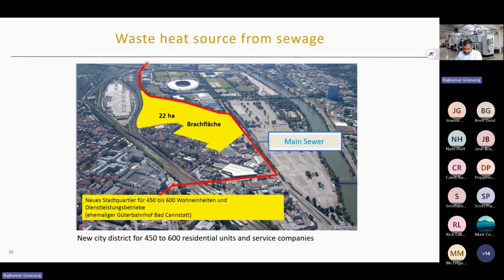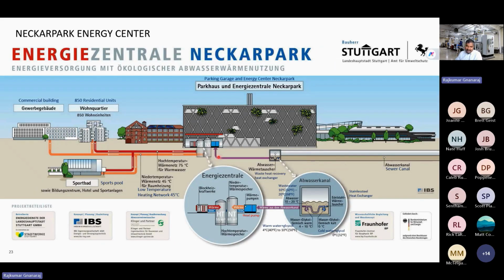Another project which our German technology partner did is waste heat from sewage water. This is Stuttgart city in Germany where they want to build a new district in this area. They have two options as a waste heat: one is river water and the other is sewage water. There's a sewage canal which runs in the middle of the city. So they have two options, whether to recover the waste heat from here or from the river. The project they did is to recover the waste heat from the sewage water.